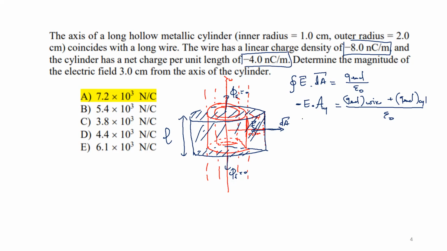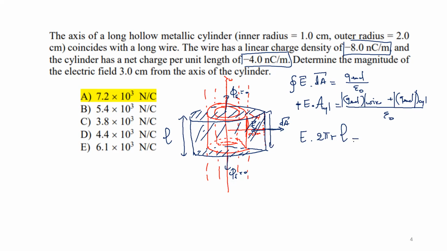Okay, I can take absolute value if I want and get rid of this minus here. Okay, and I will be talking about E as absolute value, so as a magnitude. So let me put a plus here, and I put absolute value here and absolute value here, just to make sure that I get rid of the minus sign. So I will have E multiplied by the lateral area. Now, what's the lateral area? The lateral area will be 2 pi multiplied by the radius of my Gaussian cylinder multiplied by L. Okay, L being this length here.